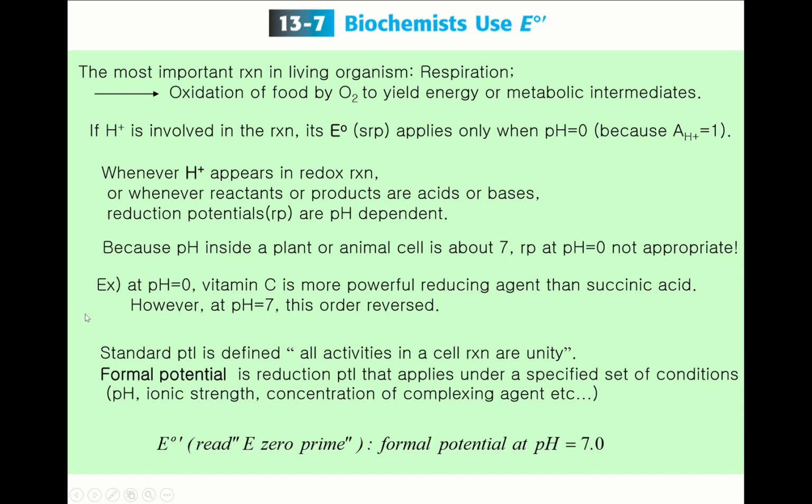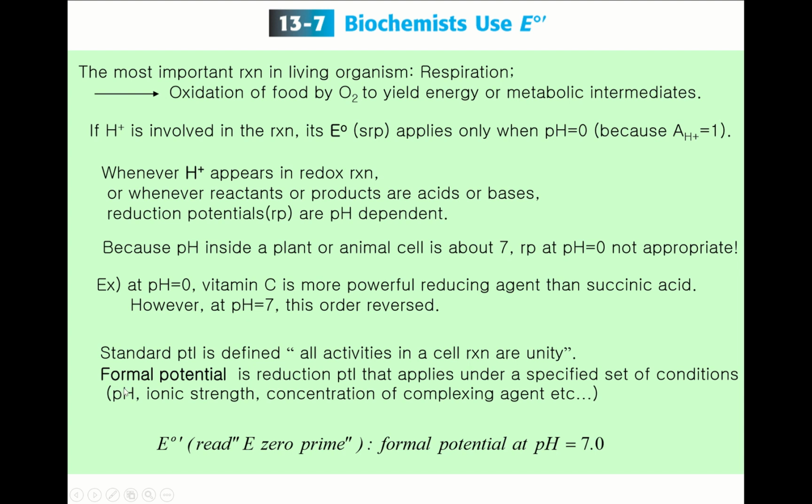Here's an example. At pH 0, vitamin C is a more powerful reducing agent than succinic acid. That's the fact. However, at pH 7, this order is reversed. As you know, vitamin C is a mild reducing agent at pH 7, but at pH 0, in a very acidic condition, its reducing power is more than that of succinic acid.